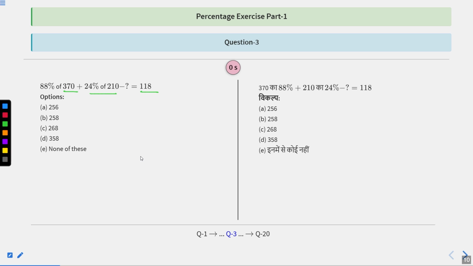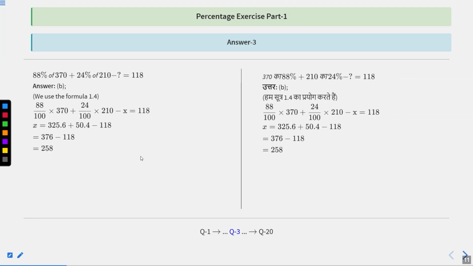Now time's up. We will see the solution. In this question, we use formula 1.4. How do you solve it? We write 88% in fraction form, 88 upon 100, multiplied by 370, plus 24 upon 100 into 210, and we put x in the place of the question mark and equate to 118. When you solve it, you get 258. The value of x will be 258. This will be your correct answer.